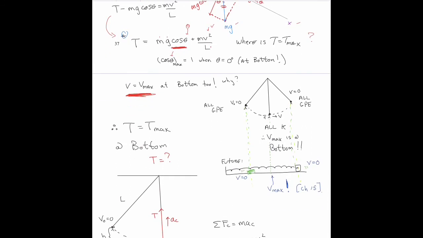So let's say he starts here and he's swinging back and forth. He's at rest here and he's at rest here. With respect to where he started, all the energy is gravitational potential energy here. Then it's all kinetic here. It's all potential when he comes up to this height. Comes back here, all kinetic, all potential, all kinetic, all potential.